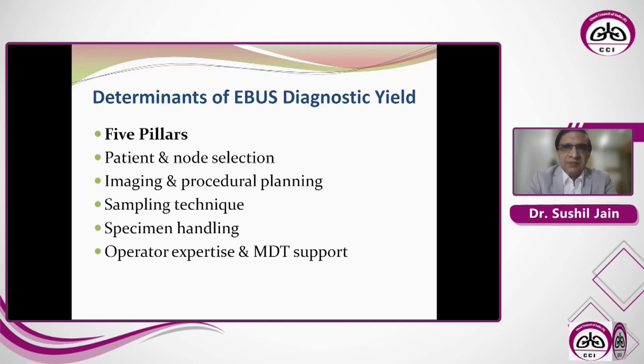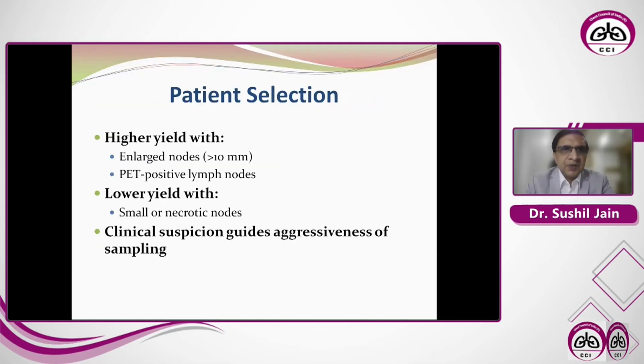Now, determinants of EBUS diagnostic yield. There are 5 pillars to give you a good diagnostic yield: patient and node selection, imaging and procedural planning, sampling technique, specimen handling, and operator expertise and MDT support. So these are the 5 pillars which determine what the diagnostic yield of EBUS would be.